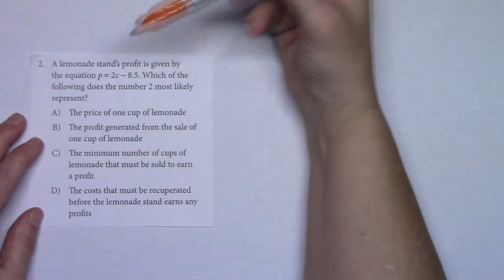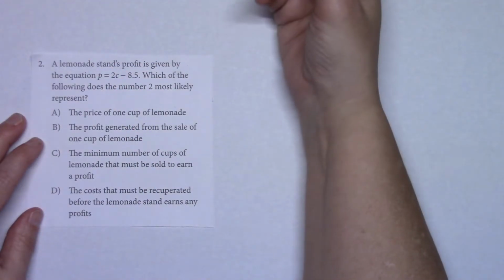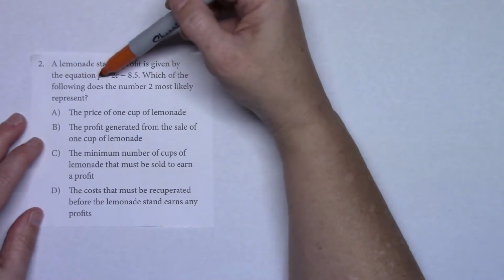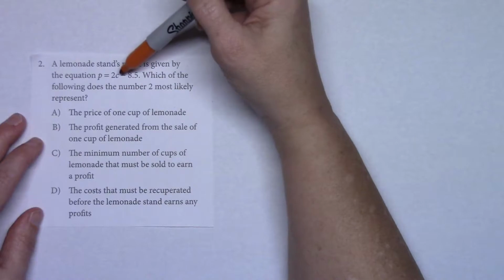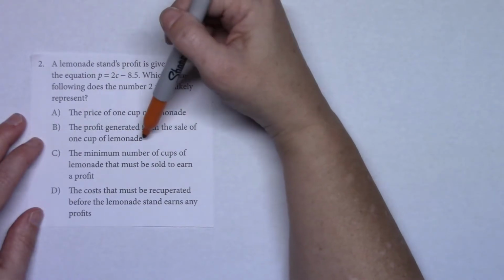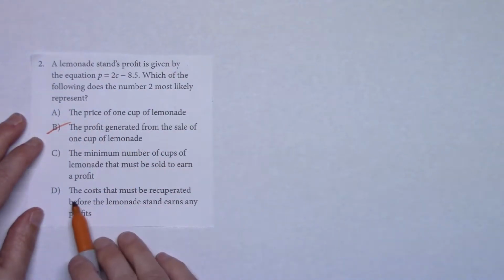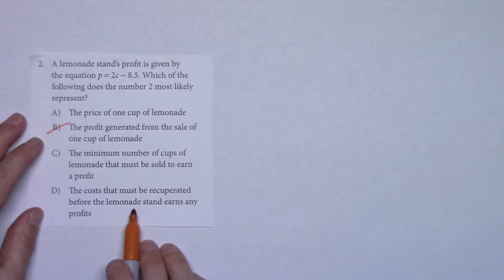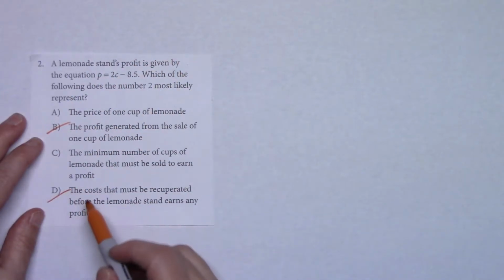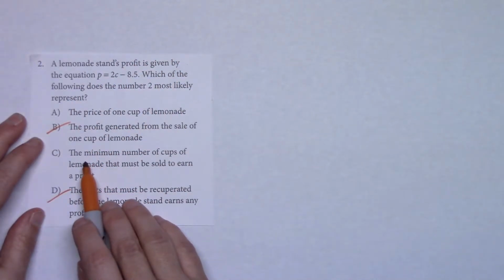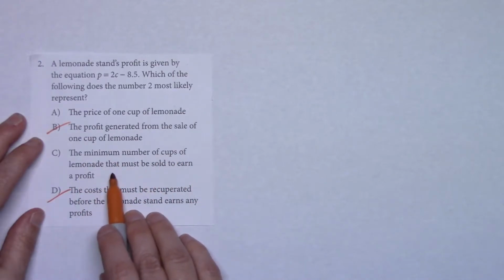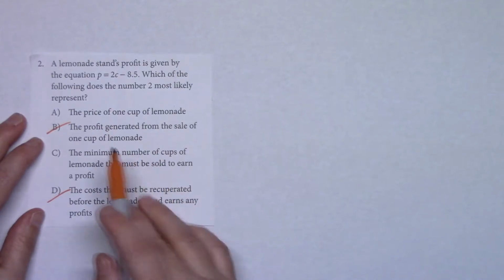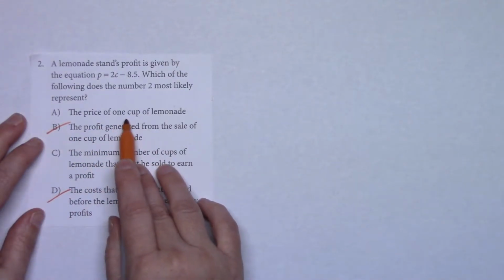Now some of these we can automatically rule out. P is going to be profit, and they told you the lemonade stand's profit is given by the equation P. So then the 2 is not going to stand for the profit, so I automatically can cross that one out. For the cost that must be recuperated before the lemonade stand earns money, there's absolutely nothing in there that would indicate that. The minimum number of cups of lemonade that must be sold to earn a profit, again that's talking about profit. Okay, the price of 1 cup of lemonade.